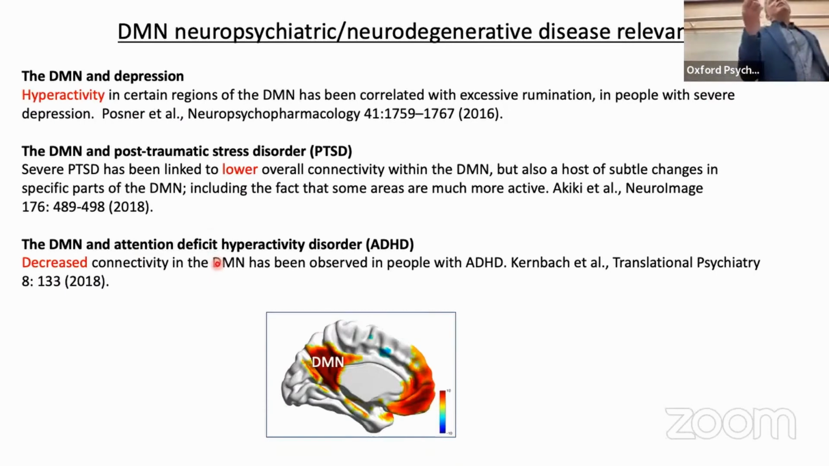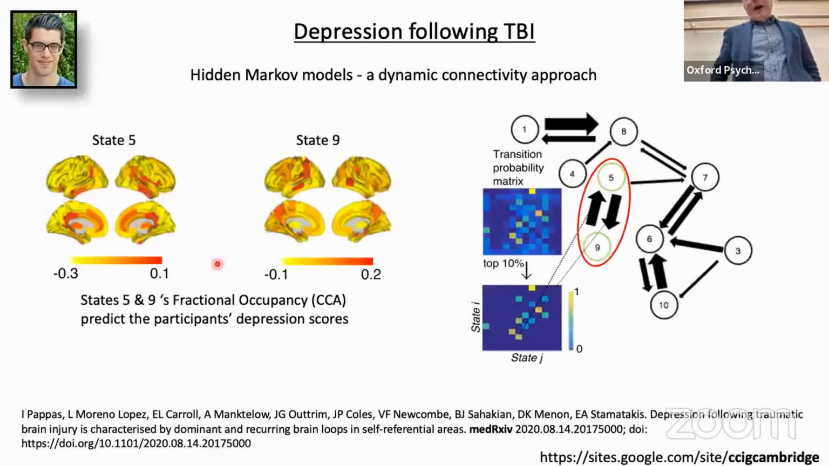And both PTSD and depression are really important to us from a traumatic brain injury perspective, because a lot of those patients suffer from those conditions after their injury.